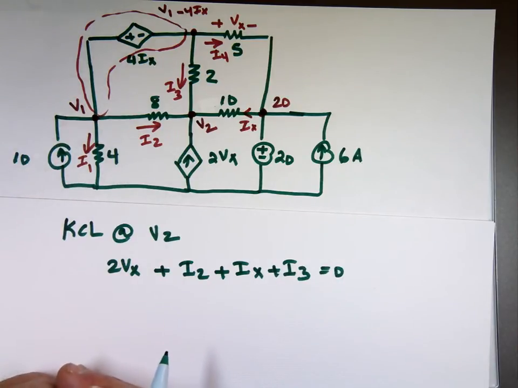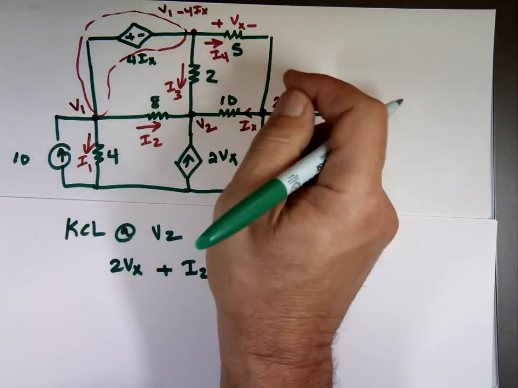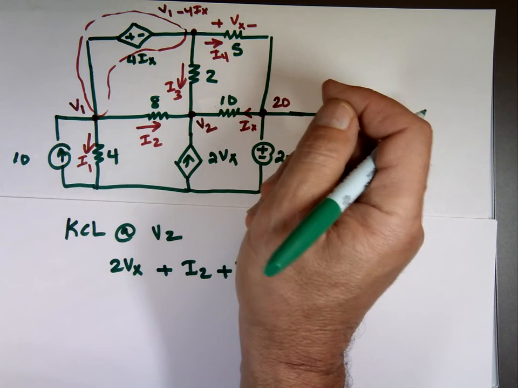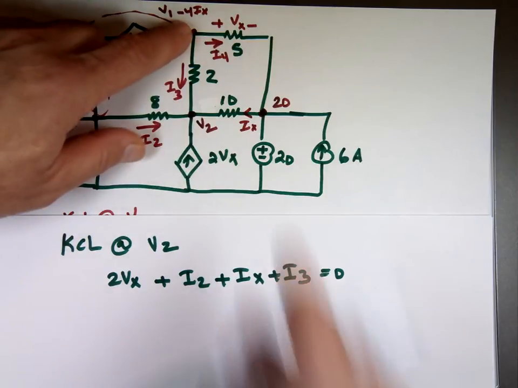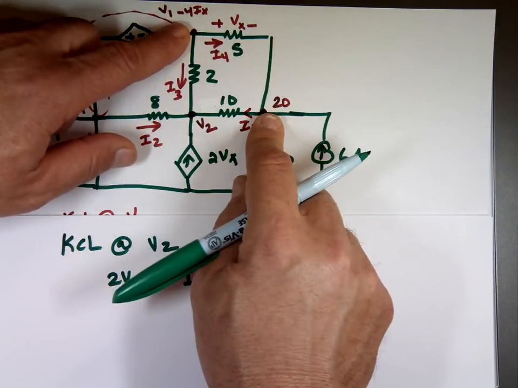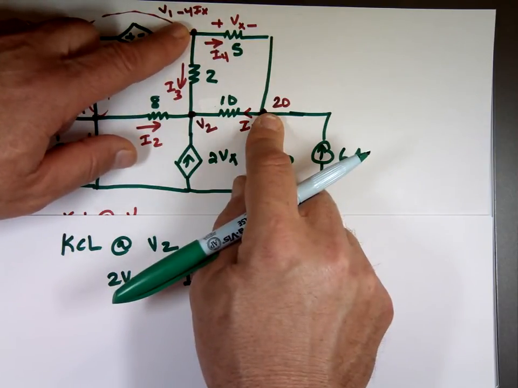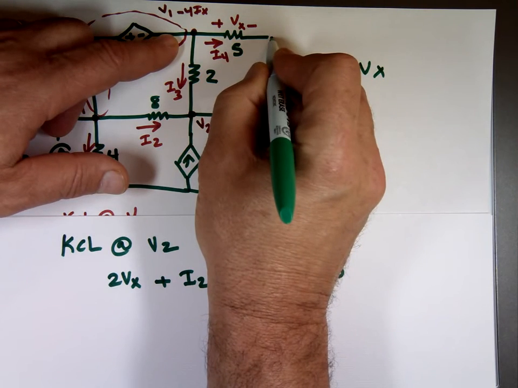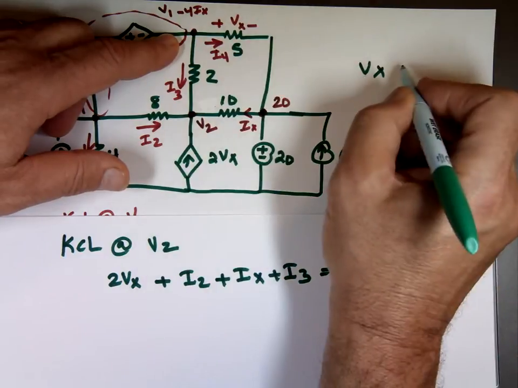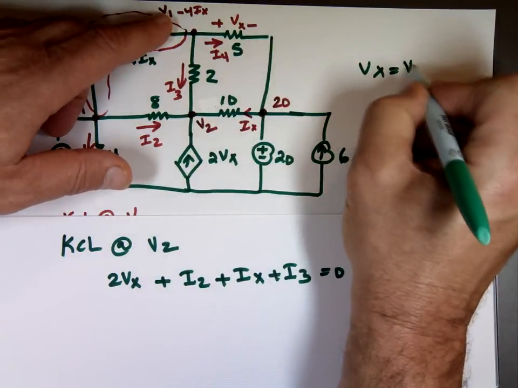Where's Vx? What's Vx equal to? This voltage here. Isn't that this voltage minus that voltage? That's what Vx is, this end minus that end. So Vx equals V1 minus 4 I sub x.